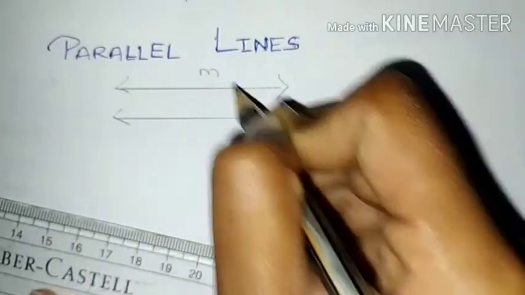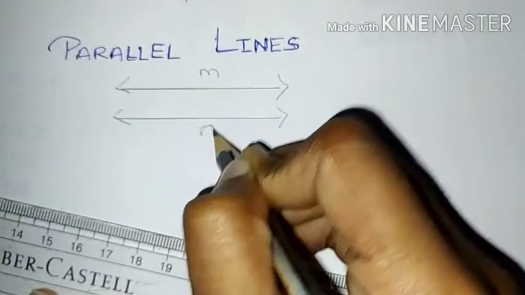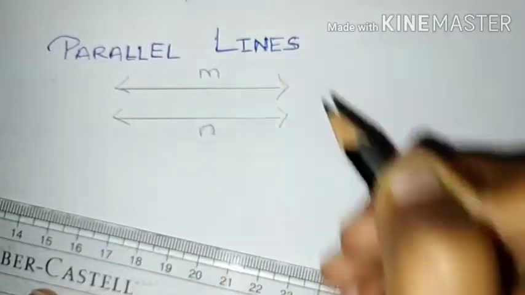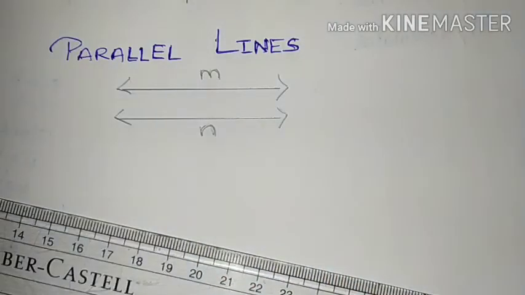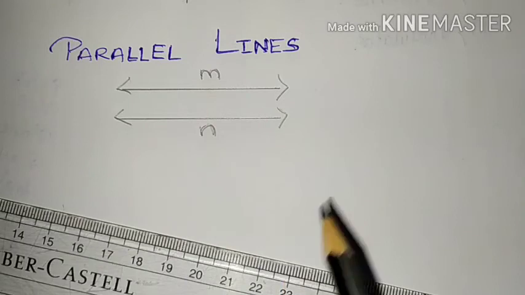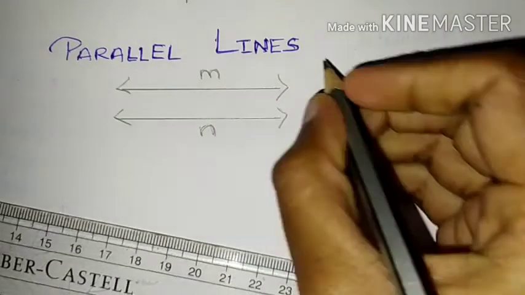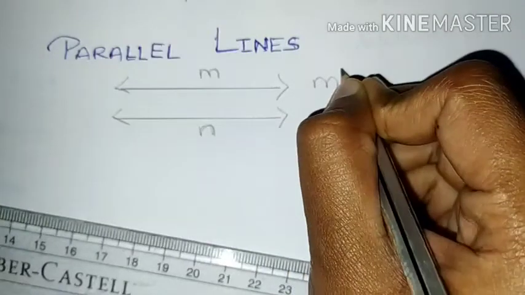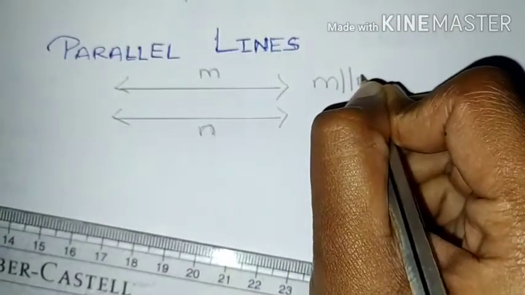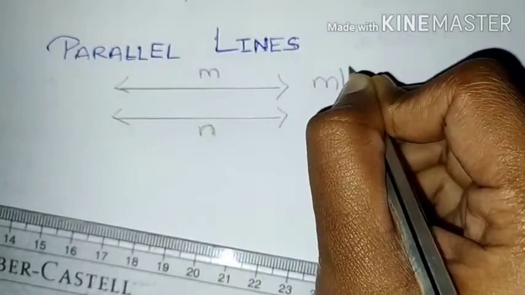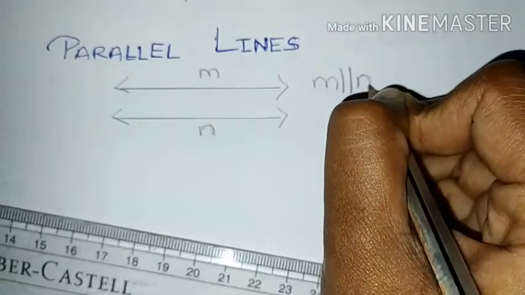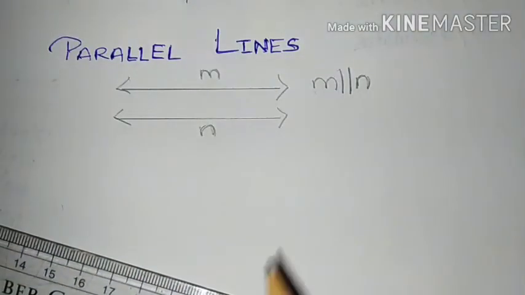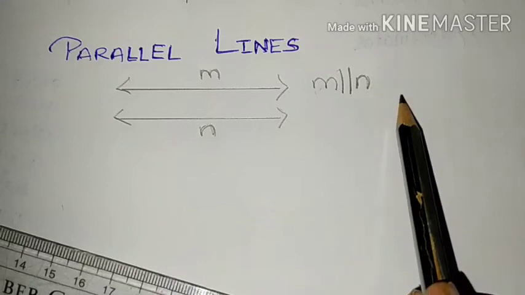Say line M and line N. A line can be represented using either two capital letters or one small letter. So I am using small letters. Line M is parallel to line N. This symbol, these two lines in the middle of the letters, represents parallel. So line M is parallel to line N.